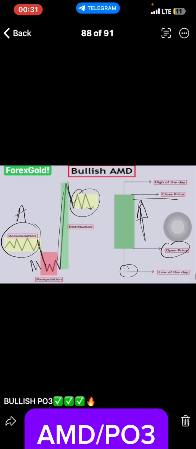So Po3, Power of 3, or AMD is the same concept that we use. Whether you are an SMC trader, an ICT trader, or a price action trader, this system works for you. So look at how the system works. Let me show you something.